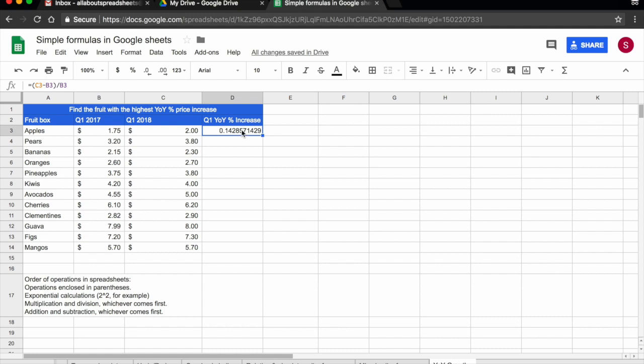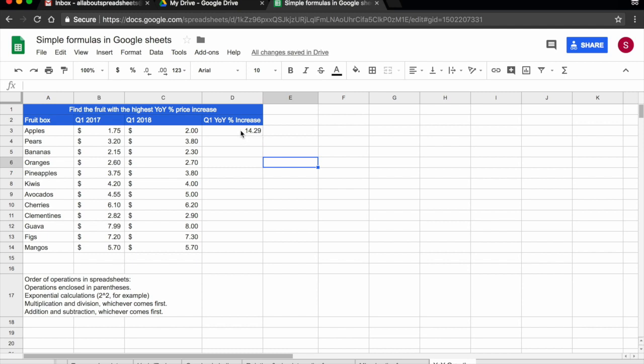So again, there's a couple of ways you can do this. I can double click and I can simply multiply this by 100. Press return and here I have it, 14.28. I can come up here to the decimal places and decrease the number of decimal places. Let's leave only 2. That's more readable.